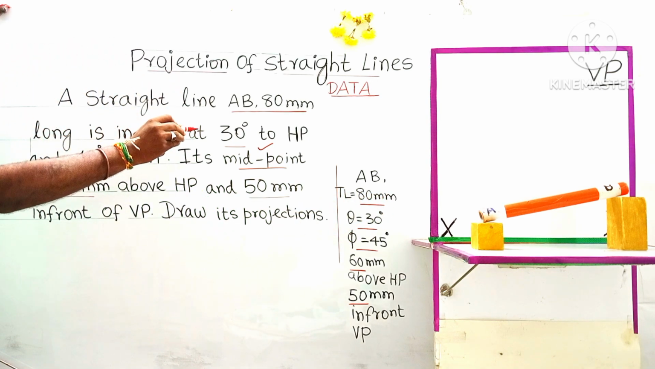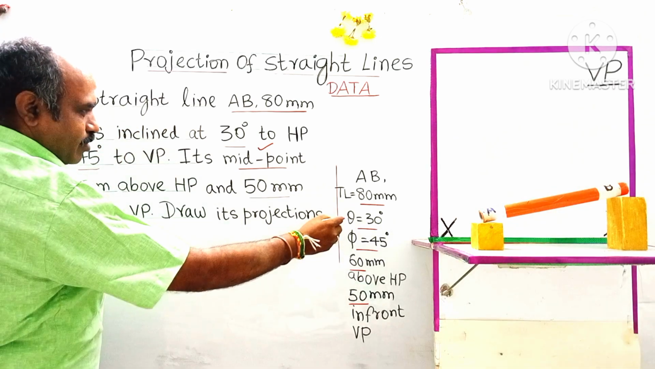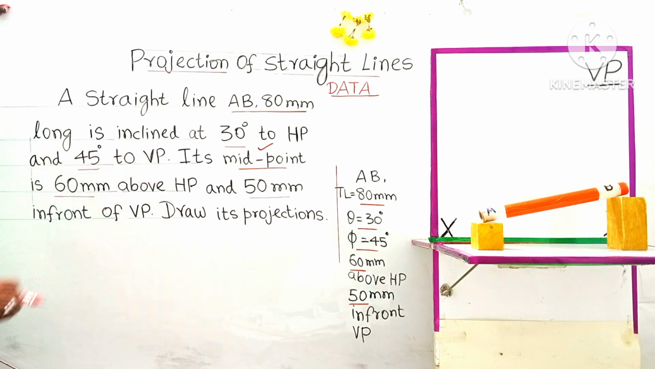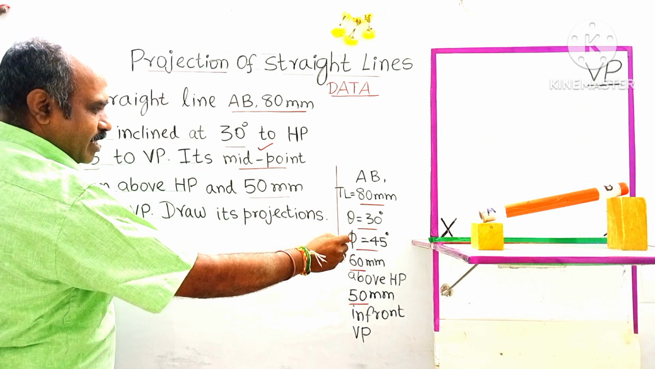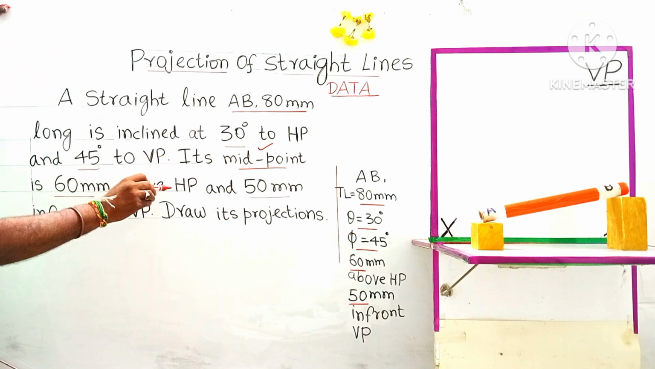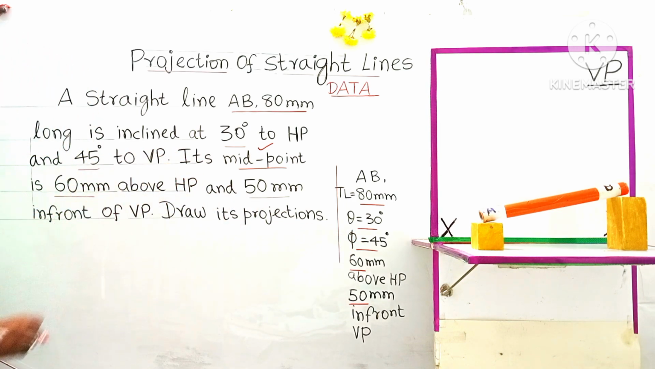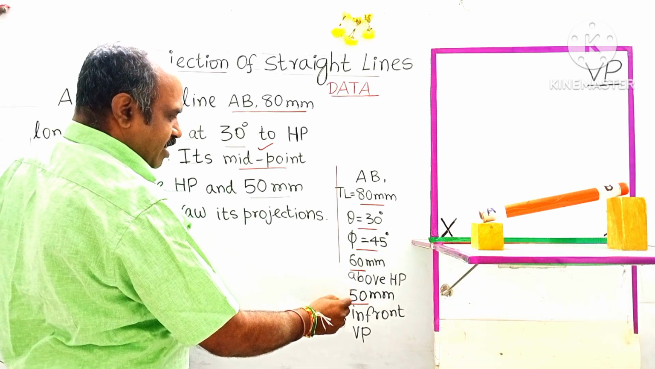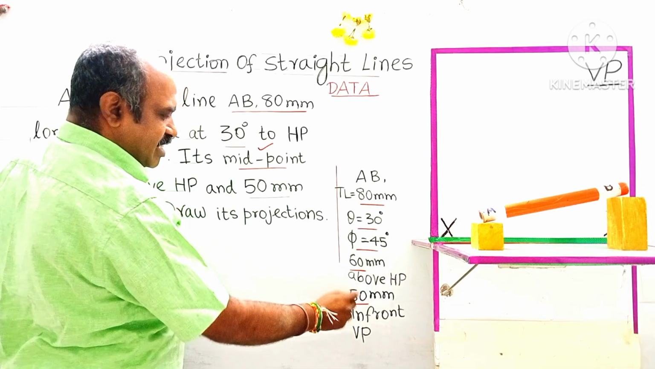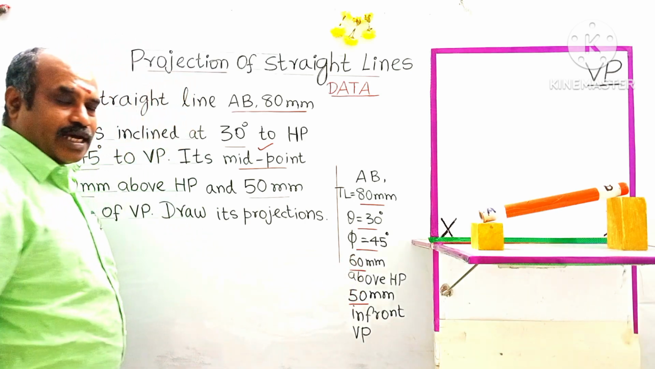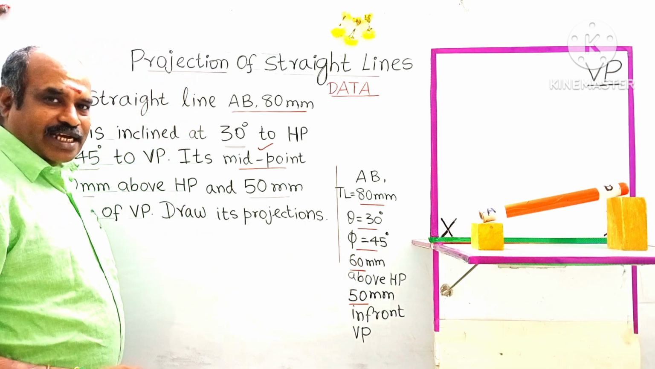It is inclined at 30 degrees to HP. Theta is the true inclination with HP, 30 degrees, and 45 degrees to VP. True inclination with VP is 45 degrees, denoted as phi. Phi equals 45 degrees. Its midpoint is 60 mm above the HP and 50 mm in front of VP. In front distance will always come below the XY line and 60 mm above HP will always come above the XY line, based on the first angle projection method.